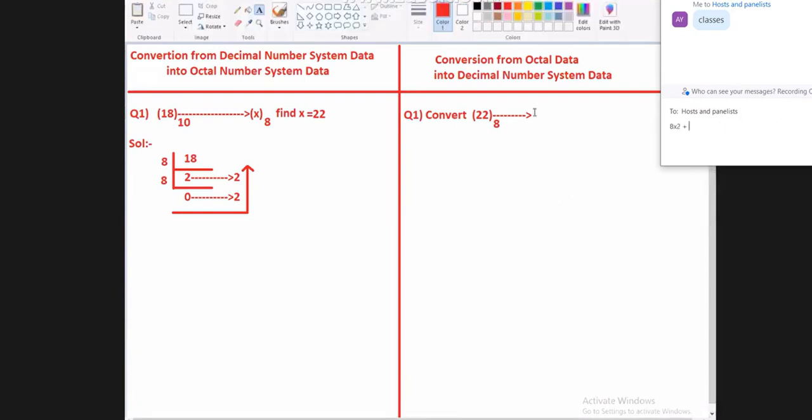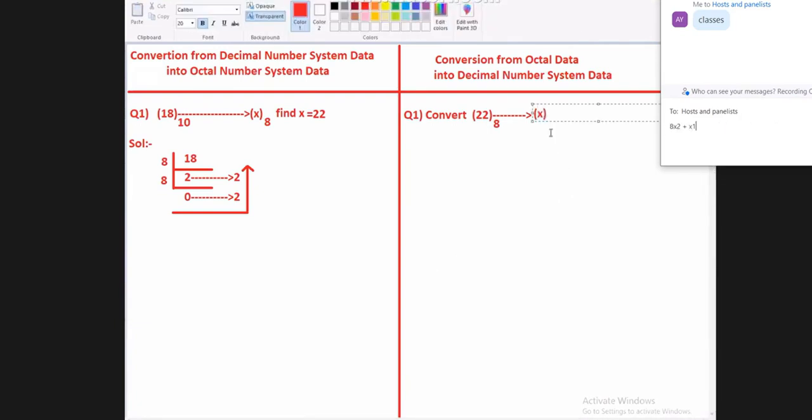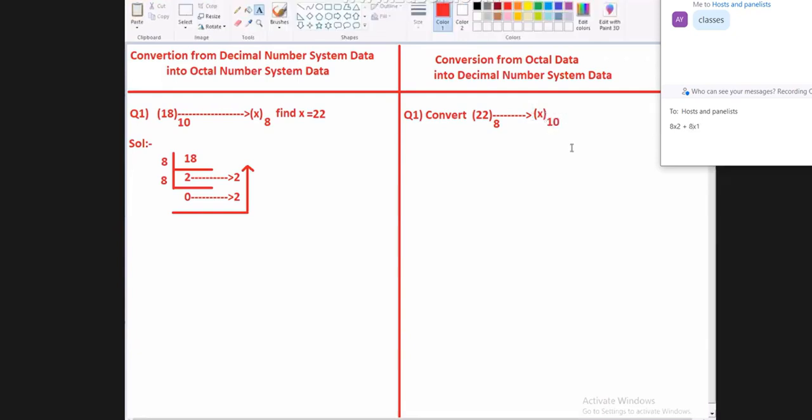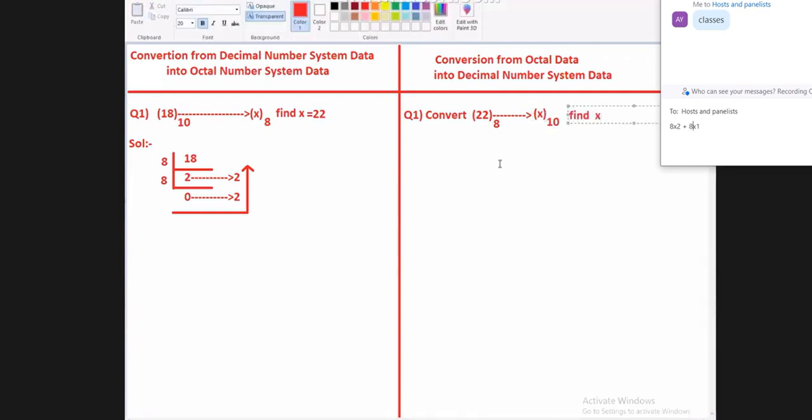Understand, students? Here I need to find x. This x is supposed to be base 10. We need to convert and find x. See, students, the solution will start. Actually, it's dead easy, my dear students. Please keep that in mind. Okay, now I'm writing.